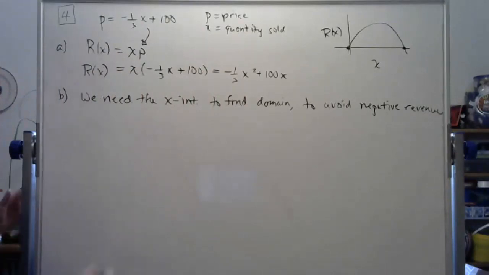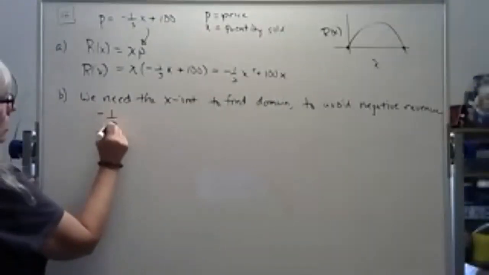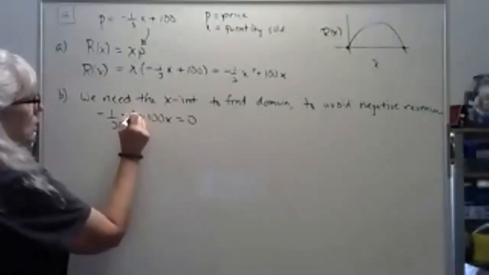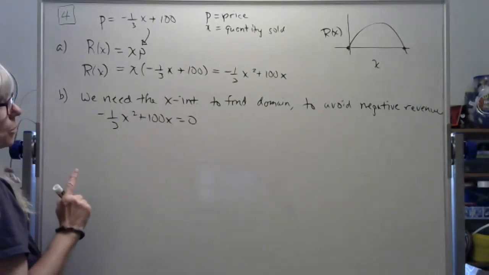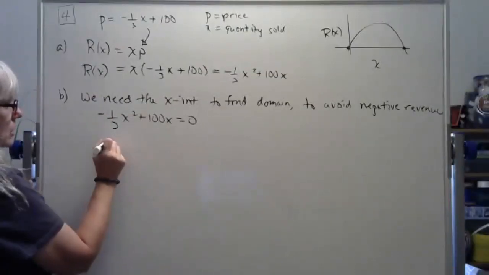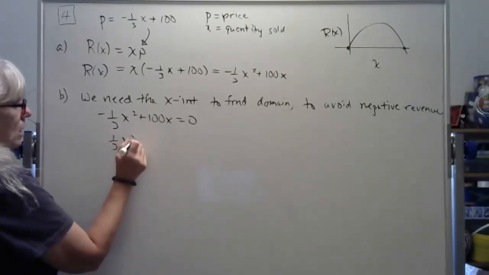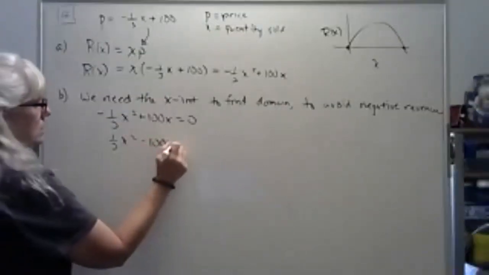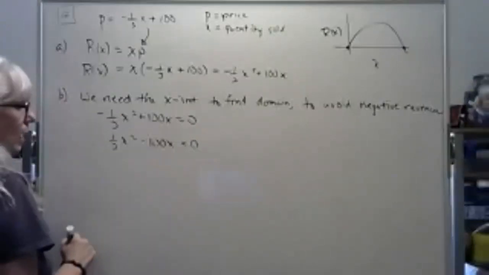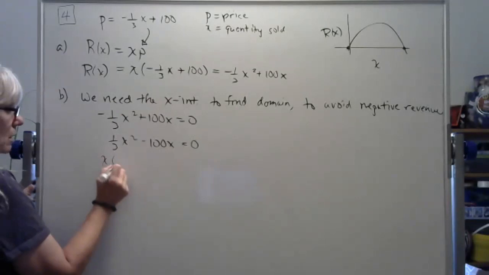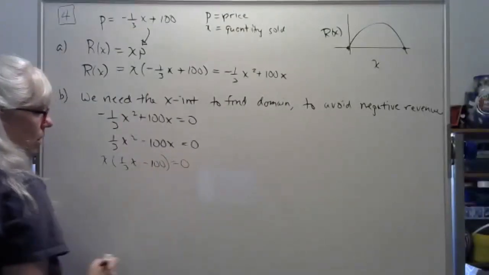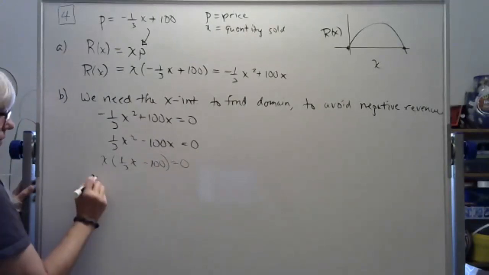So, okay, well, let's take our quadratic, negative 1/3 x squared plus 100x, and set it equal to 0 and go solve that. Okay, so the first thing I'm going to do is divide everything by the negative to get it out of there. So that would give me 1/3 x squared minus 100x equals 0. So it just changes the sign on those two terms. Okay, let's go ahead and pull an x out of both terms. That'll give me x times (1/3 x minus 100) equals 0. So I've factored it, and I'm going to set my factors to 0.